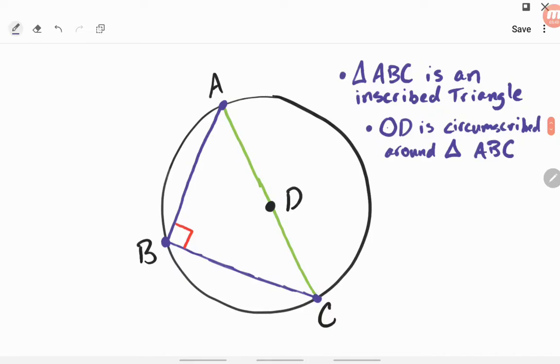Triangle ABC is an inscribed triangle because there's a circle that passes through all of its vertices, and circle D is circumscribed. It goes around triangle ABC. So this theorem that we're going to be looking at right here, theorem 10.9, states that if a right triangle, so we have a right triangle here, ABC, is inscribed in a circle, then its hypotenuse, AC, is the diameter of the circle.